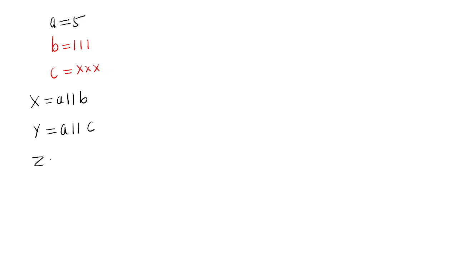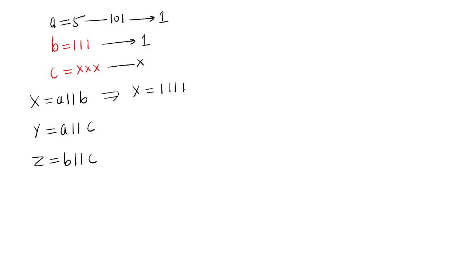Z equal to B logical OR of 0. So this is 101. If it is a non-zero value, it will take as true condition. This is 1, and this is 1 only, and this will take as X in the logical operator. So X equal to 1 logical OR of 1, so that means X, you are getting 1.